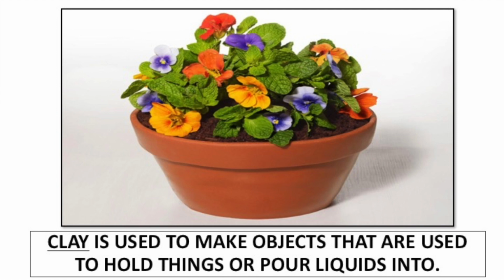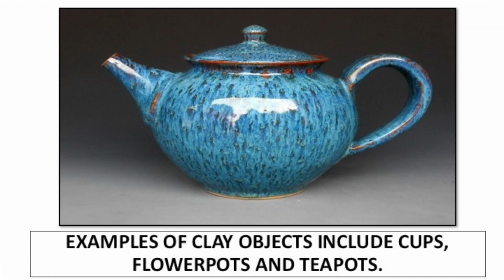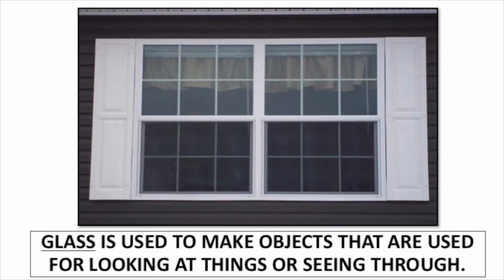Yes. Now who can guess what type of object this is? Flower pot. Yes. Flower pots are usually made from clay. Examples of clay objects include cups, flower pots, and teapots. Yes. And then the next material, glass, is used to make objects that are used for looking at things or seeing through. Because glass is see-through.